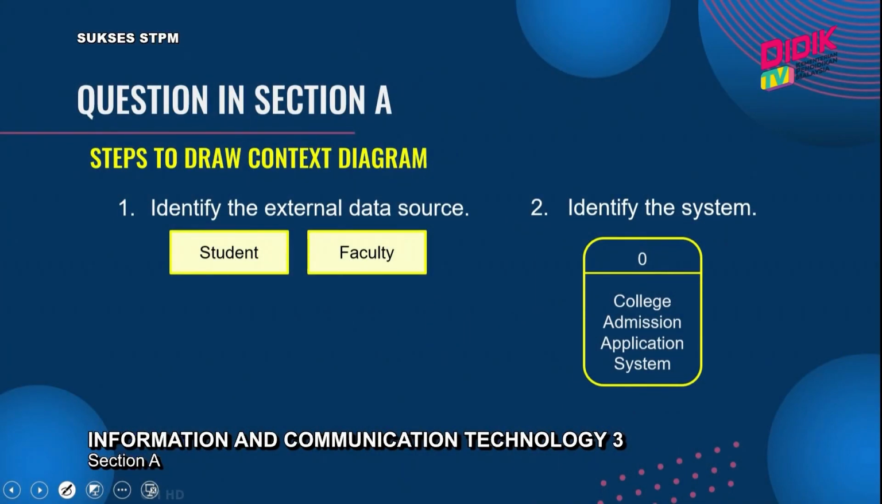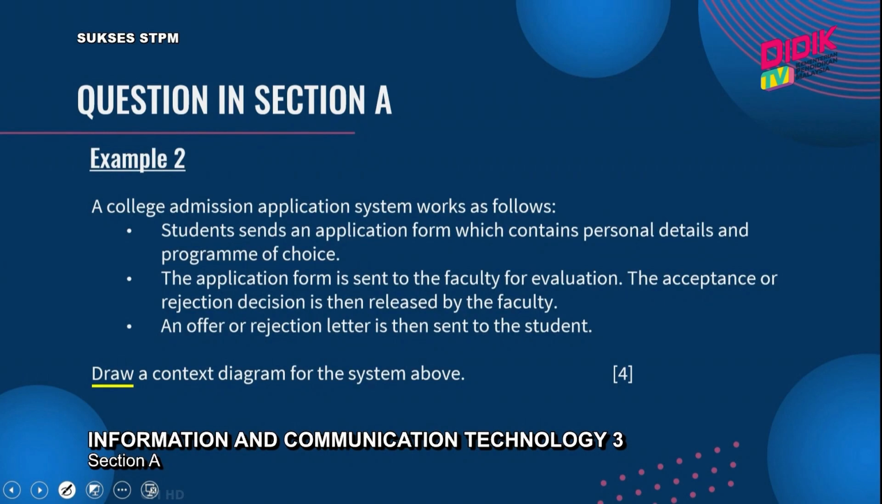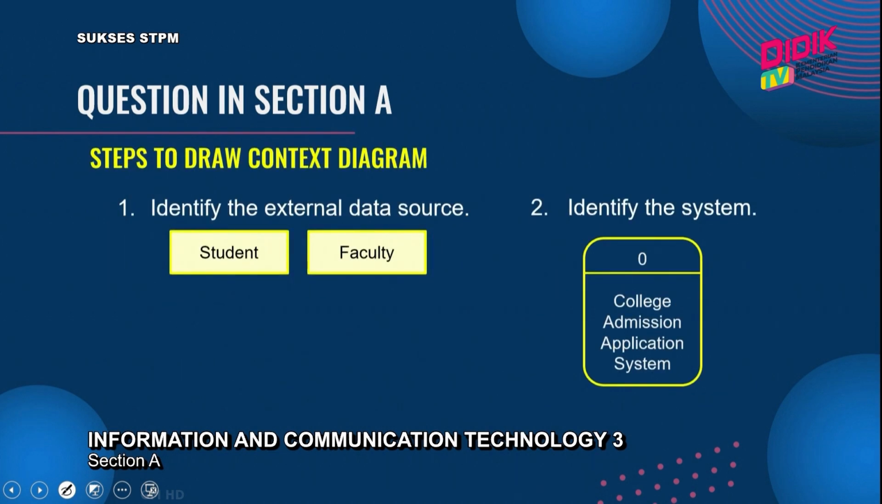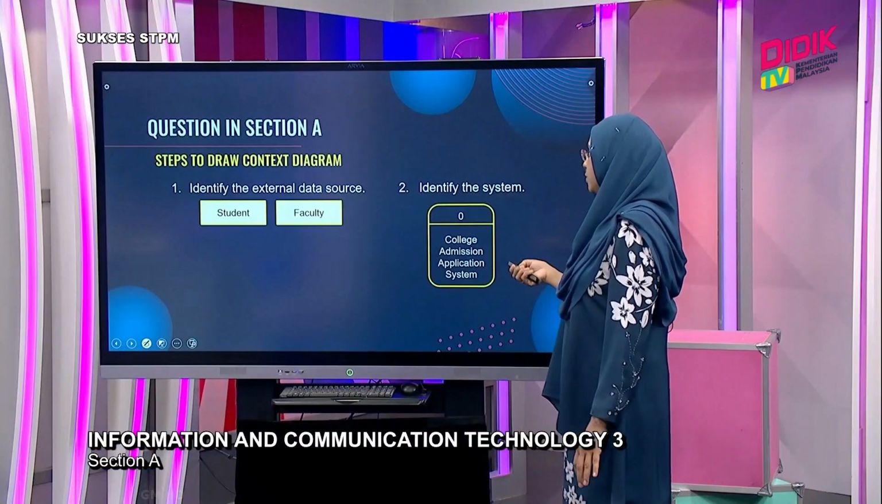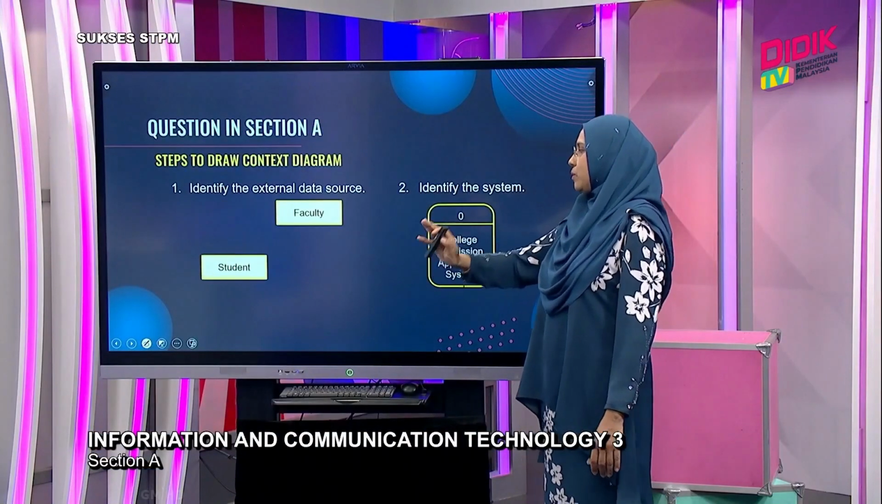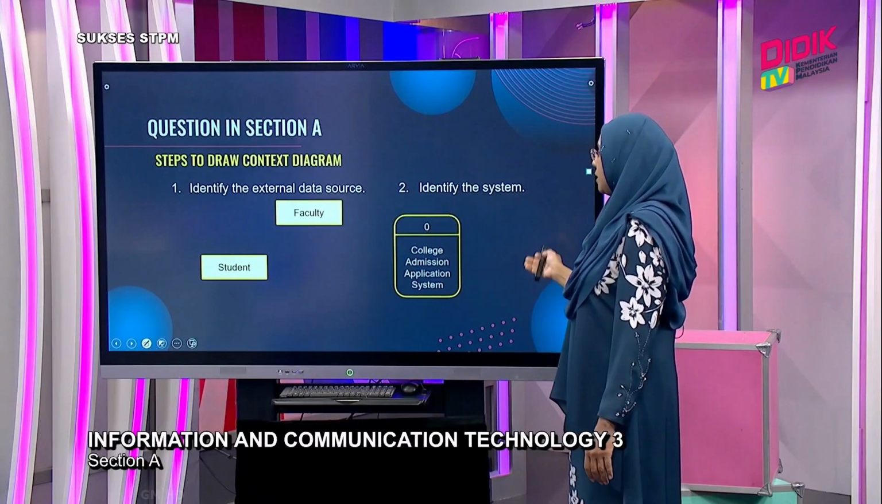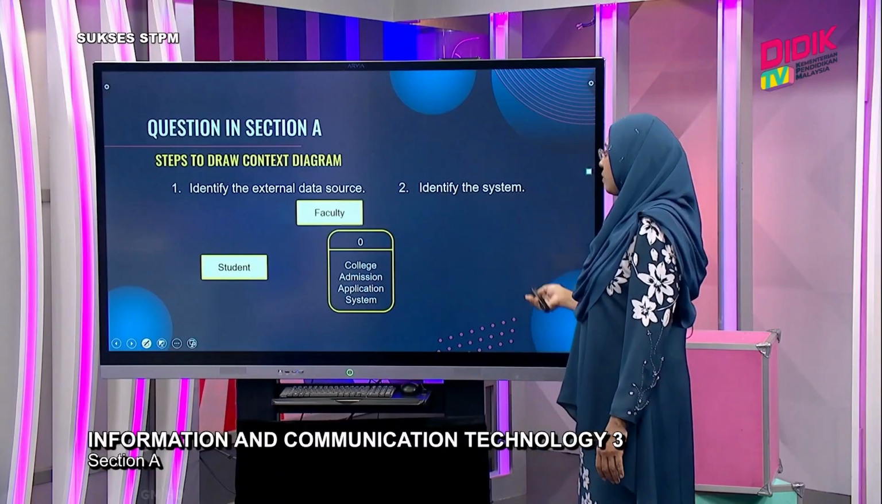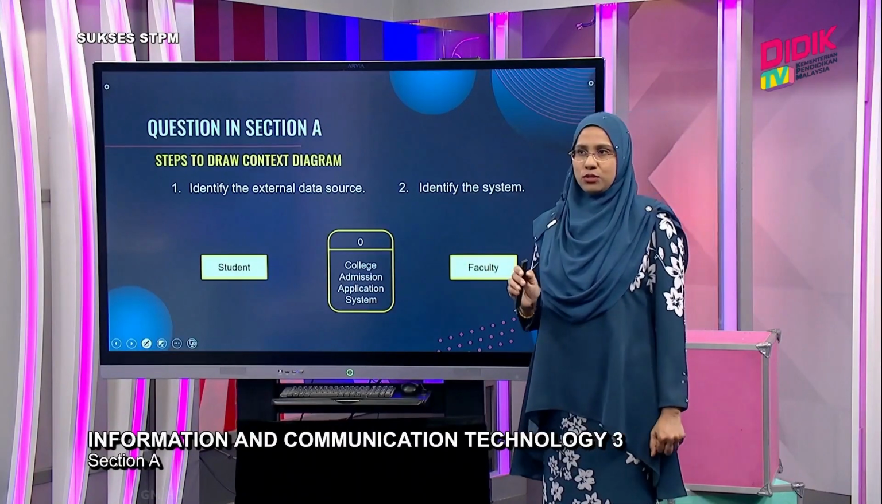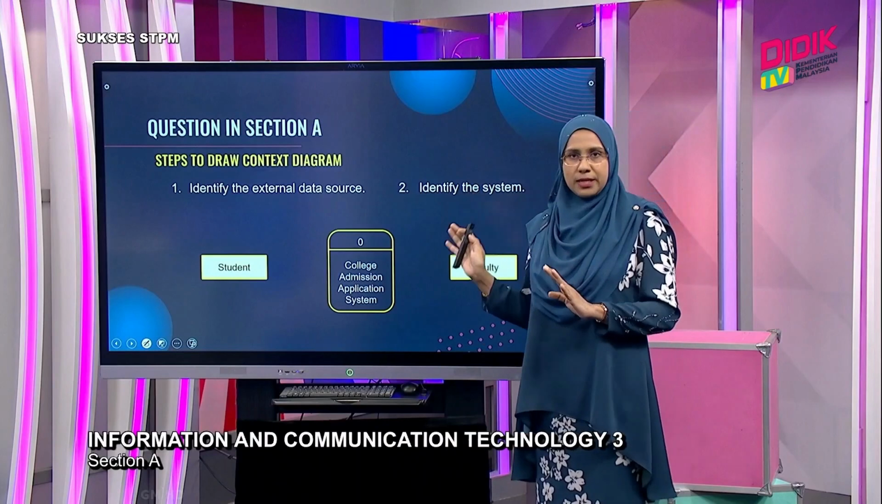Alright, so after you identify the data source, then you identify the system. So the symbol used for system is like this. And then you must write number, which is 0. This is for context diagram. And then how do I get this? This one is given in the question. Okay, college admission application system is given. So just copy that. Alright, then you have to arrange it. So we follow this arrangement. Okay, the first one, people who send the data. Second one in the middle will be the system, and then the third one will be the other data source. So we arrange like this. Okay, mostly will be like this.